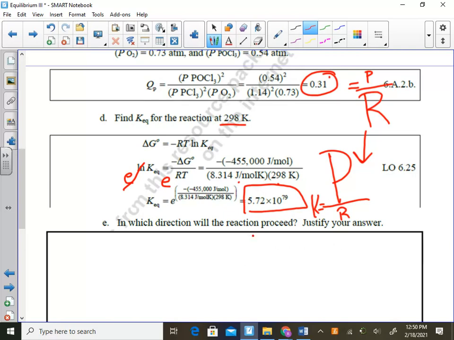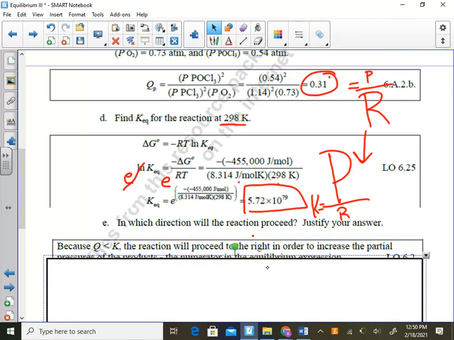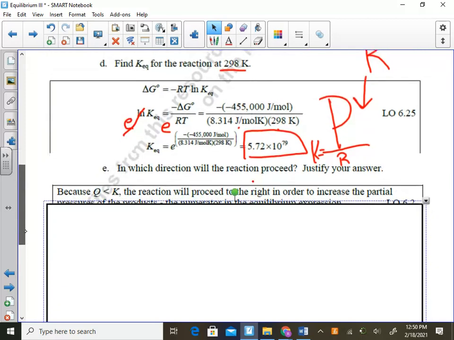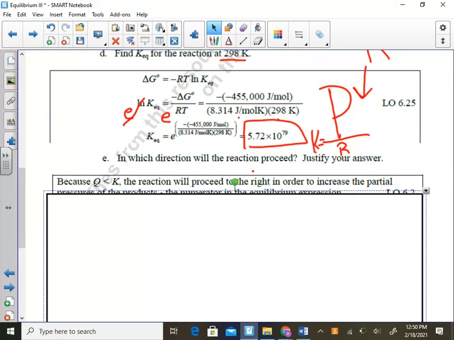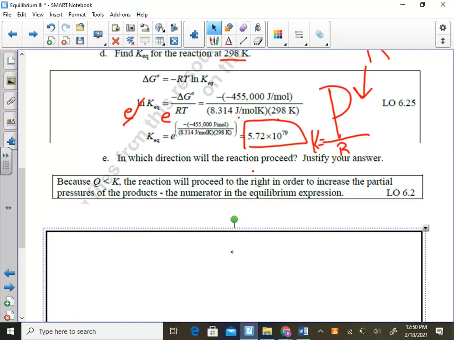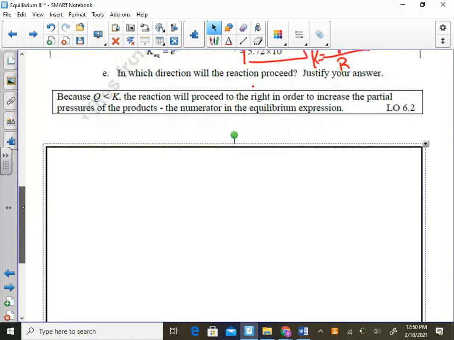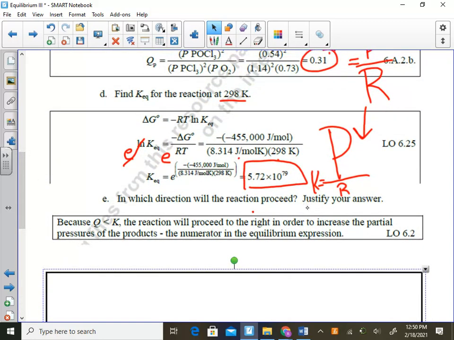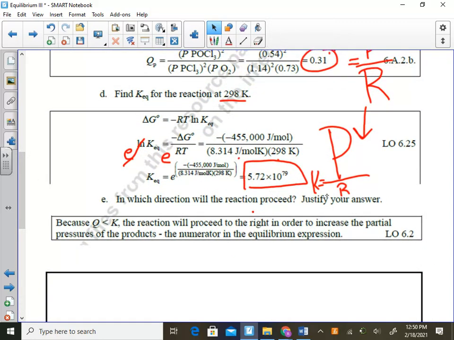This is at the beginning of the reaction. Not a lot of those reactants have reacted yet. And this justification is really important: because Q is less than K, the reaction will proceed to the right in order to reduce the pressure of the reactants or increase the pressure of the products. You can say either one. And so that is a justification of which way that reaction will proceed.